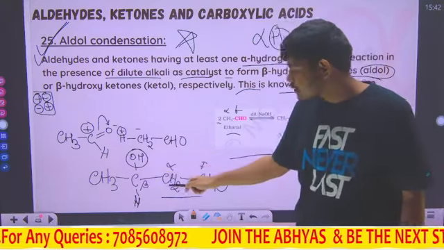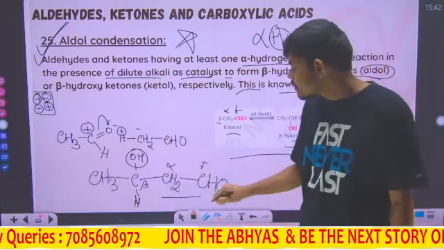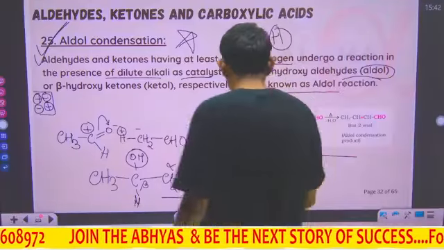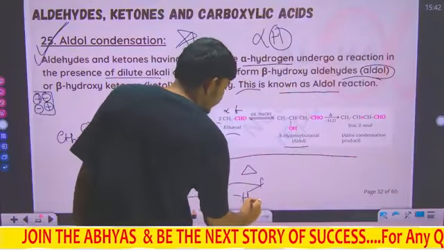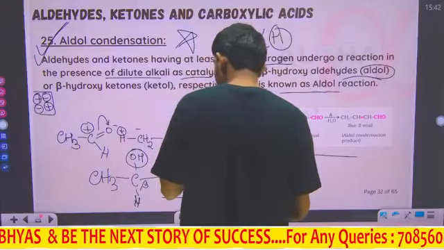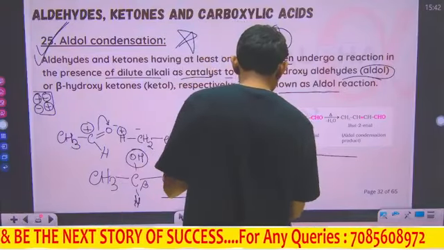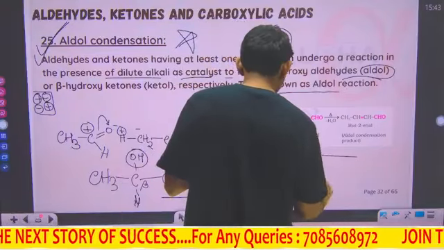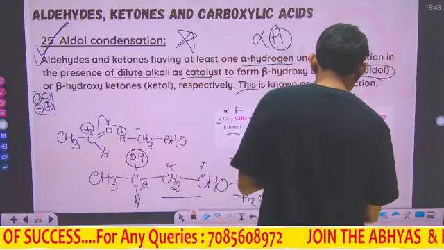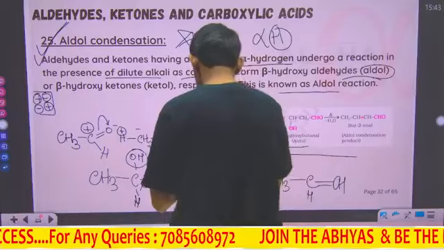OH, H. That's it. Just need to heat, provide heat here. You can write here minus H2O if you want, up to you. So just take out the OH from one carbon and hydrogen from another carbon. See, everything remains as it is, CH. Double bond is introduced, sorry.